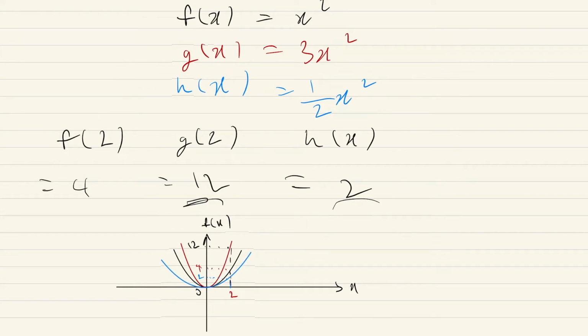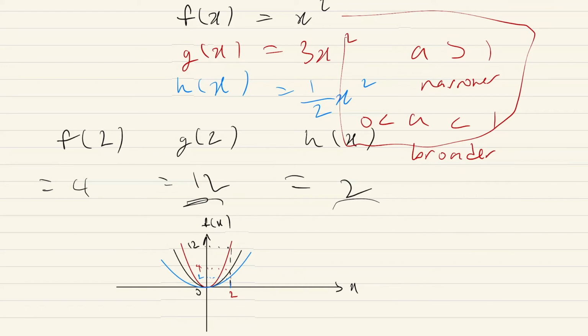Alright? So we know that when a is more than 1, it becomes narrower. And we know that when a is less than 1 or more than 0, it becomes broader. Now what if it goes below 0? The same rules apply, but just strictly look at the positive value.